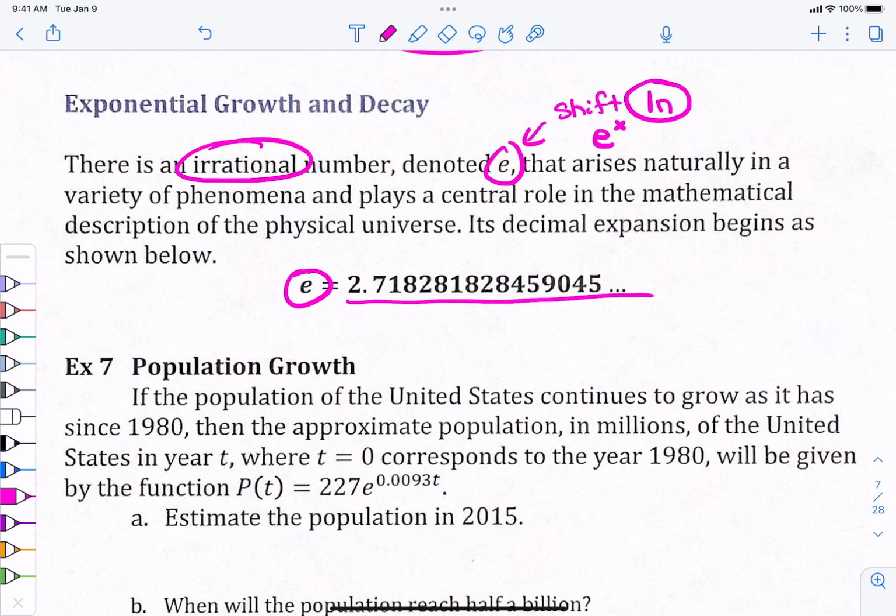It is a naturally arising number that plays a central role in the mathematical description of the physical universe, like pi. Its decimal expansion begins as shown. That's what it looks like, okay? This number is in compound interest, and so on.